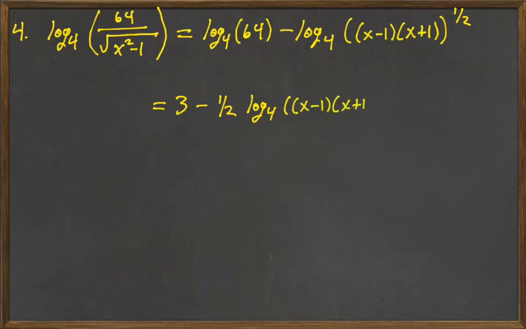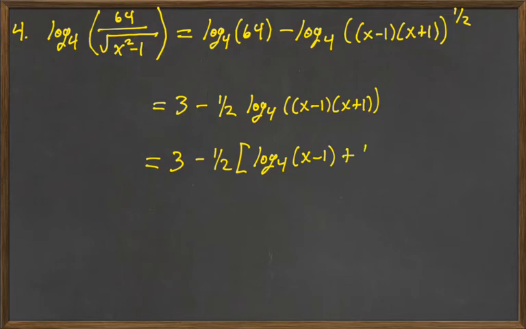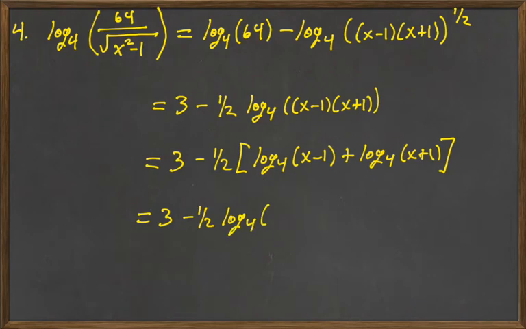Okay, and then the final thing we can do is the x minus 1 and the x plus 1, they are attached by a multiplication, so we'll use that product rule. So this will be 3 minus 1/2 times the quantity log base 4 of x minus 1 and then plus log base 4 of x plus 1. And then we can go ahead and distribute that minus 1/2, and that is expanded as far as we can get.